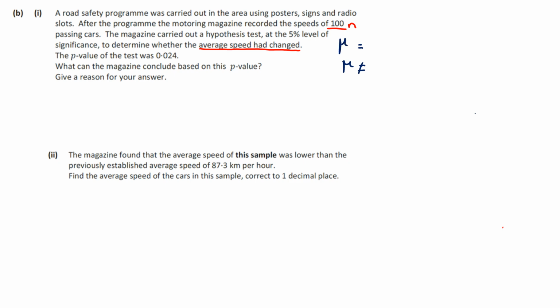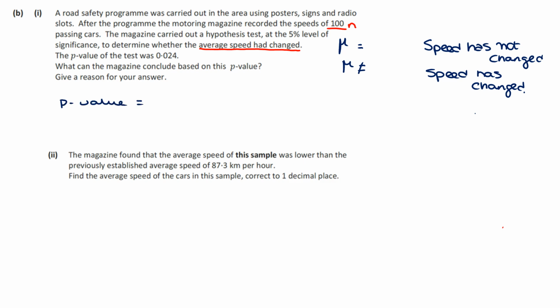So this is, the null hypothesis is the speed has not changed, and the alternative hypothesis is the speed has changed. And the p-value of the test is 0.024. So our p-value equals 0.024. Again, I like to work in percentages. That's 2.4%.